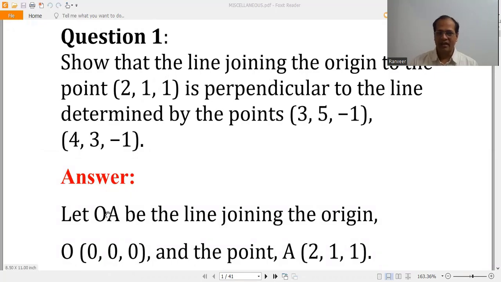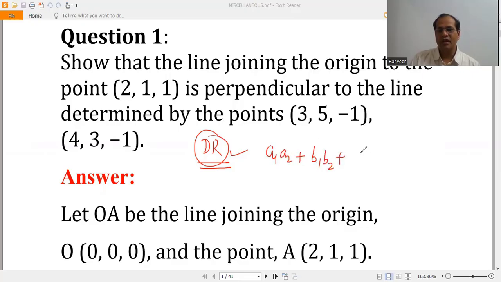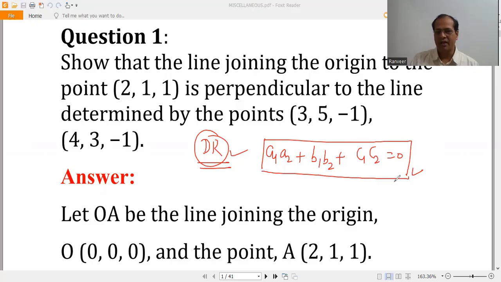So first of all, how can we solve this type of question? First of all, we have to find the direction ratios. This is very important. Once we find the direction ratios and the condition a1 a2 + b1 b2 + c1 c2 = 0, then we can easily prove the two lines are perpendicular.